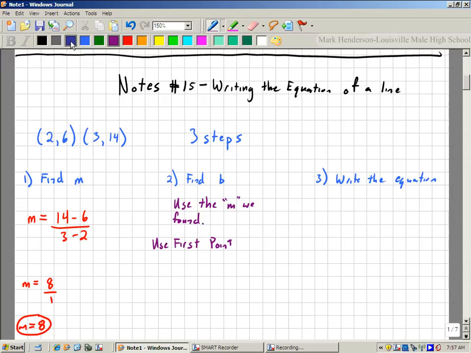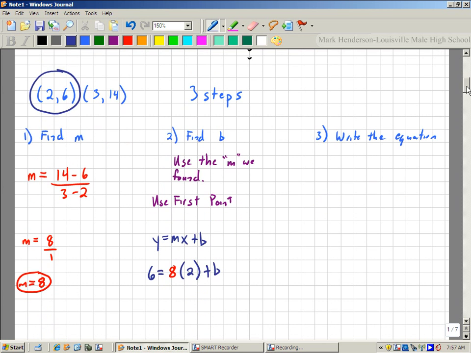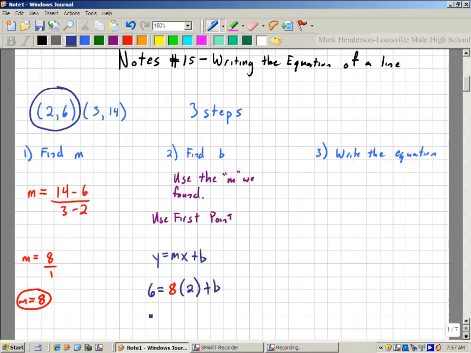So then what we're going to do, we do basically the same thing that we've been doing. You start with y equals mx plus b. You put in what you know. So I'm going to use this point right here. So that means y is 6. M is what we found it to be, which is 8. X is 2 from that point plus b. So that means 6 equals 16 plus b. And I think it's pretty easy to see that b equals negative 10 after you subtract 16 from both sides.